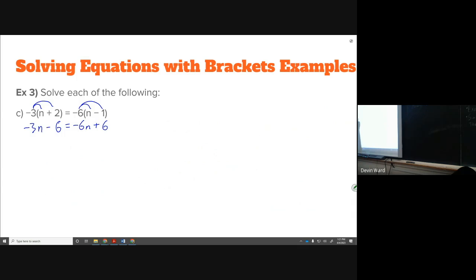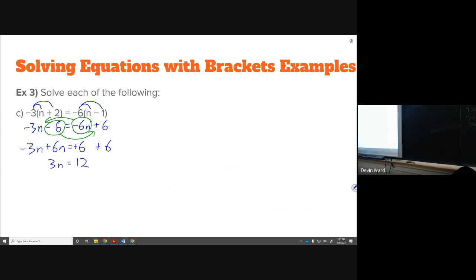Now, I'm going to move my letters to the left and my numbers to the right. Okay, and it's going to change the sign on them. So negative 3n, but now I get plus 6n is equal to, I still have my plus 6 over here, and when this comes over, it also is a plus 6. Okay? So now I have all my letters on the left, all my numbers on the right. I can simplify a little bit. Okay, so this would give me 3n is equal to 12.